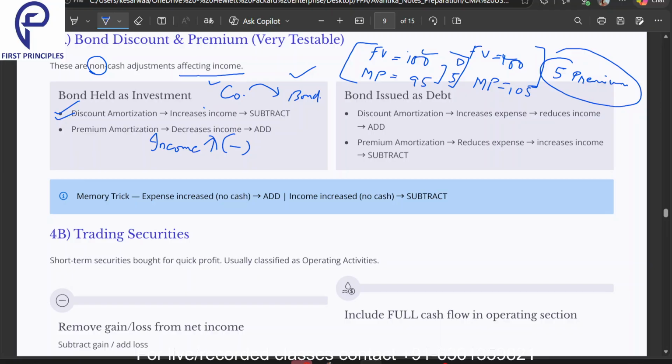Interest income is increasing, that means what? Our income is increasing. But did any extra cash come in? No, only the accounting is changing. Therefore income increased because of a non-cash adjustment.